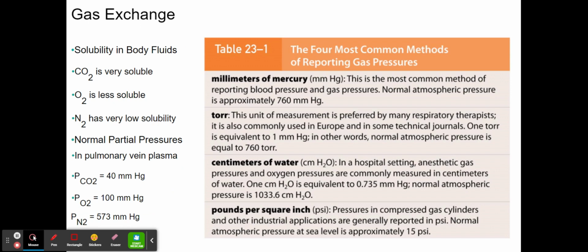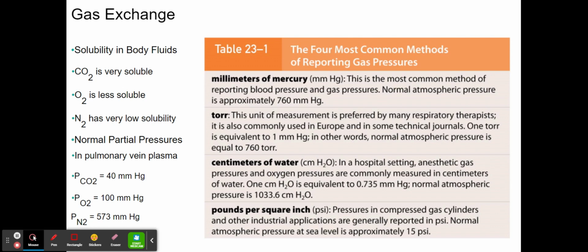The actual amount of a gas in solution at a given partial pressure and temperature depends on the solubility of the gas in that particular liquid. In body fluids, carbon dioxide is highly soluble, and oxygen is somewhat less soluble than that. Nitrogen has very limited solubility. The dissolved gas content is usually reported in milliliters of gas per 100 milliliters, or 1 deciliter, of solution.